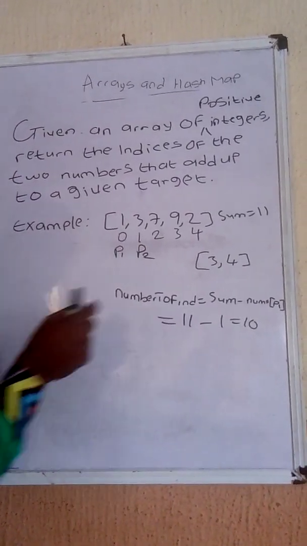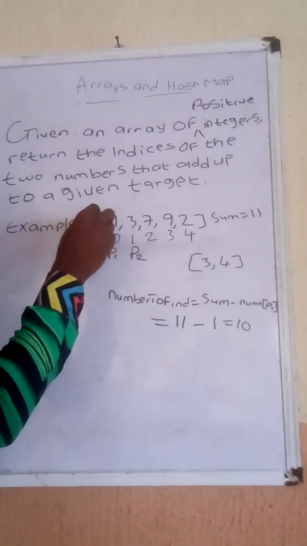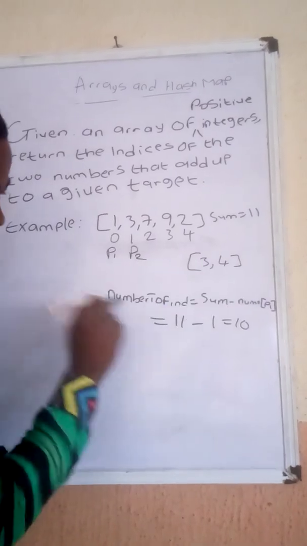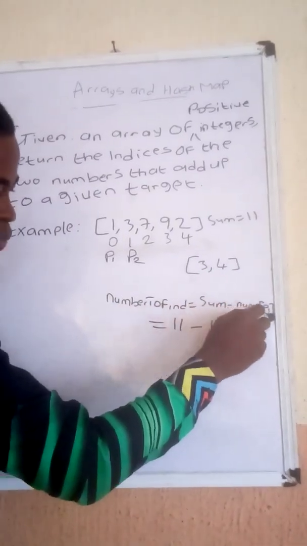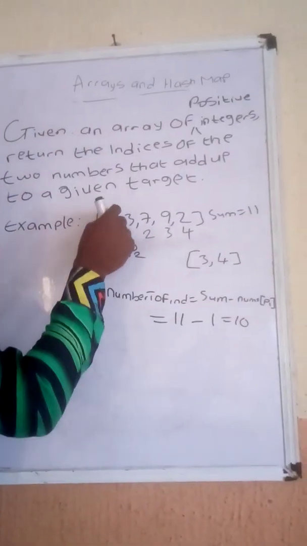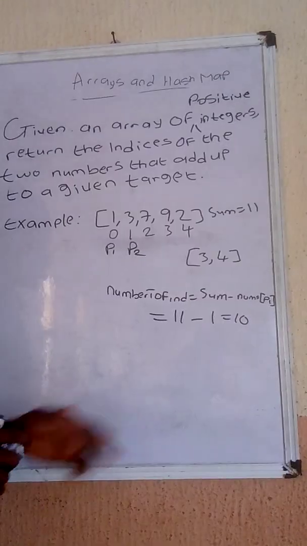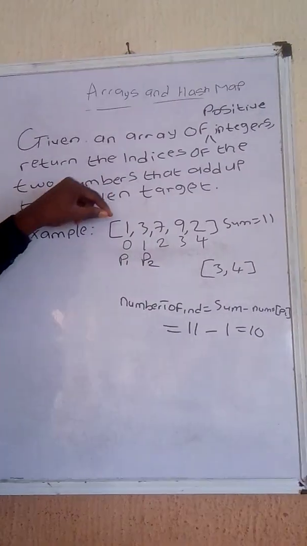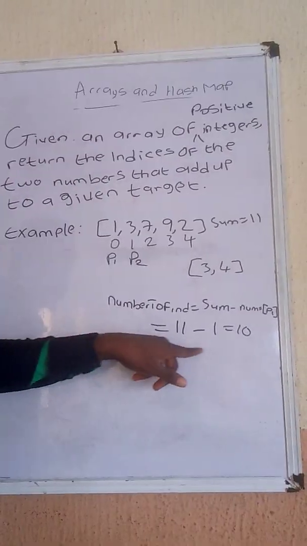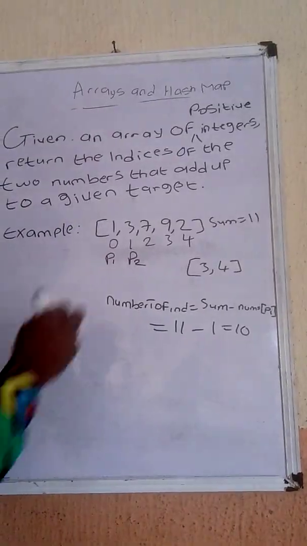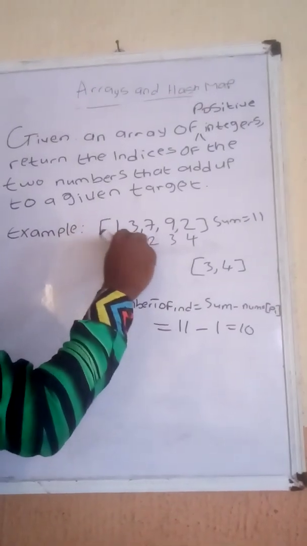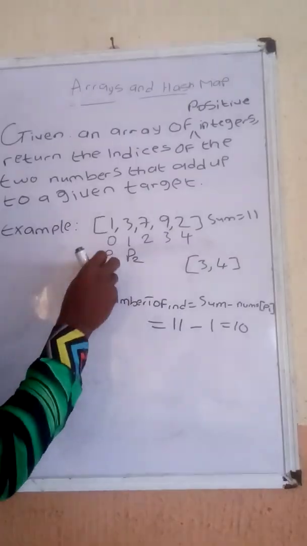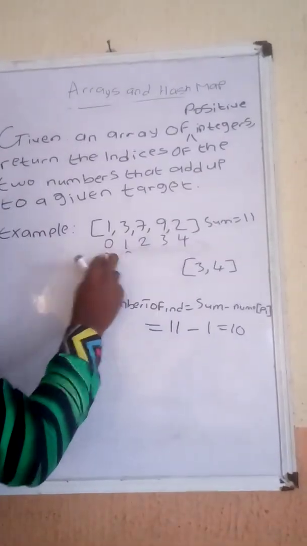I don't know if you get it. First of all, we are calculating the number to find, which is this formula, sum minus nums at P1. P1 is at 1, so we take our sum, which is 11, minus nums at P1, which is 1, so 11 minus 1 is 10. So we check P2. Is the value at P2 equal to our number to find? No, it's not equal, so we move P1 and P2 forward by 1.